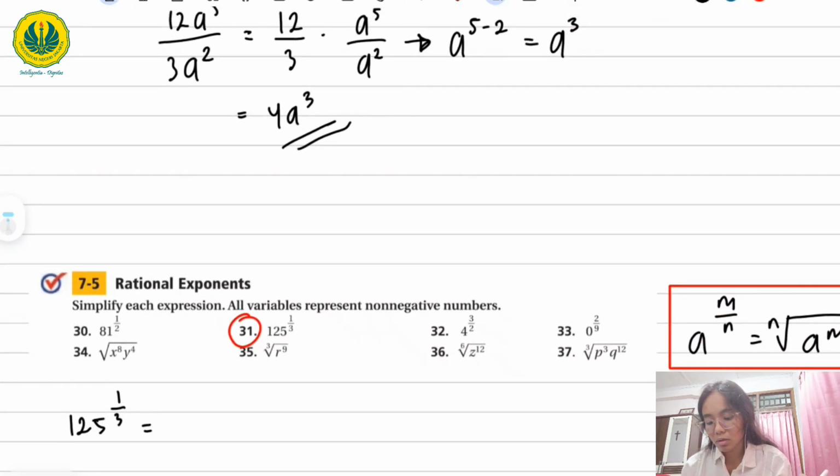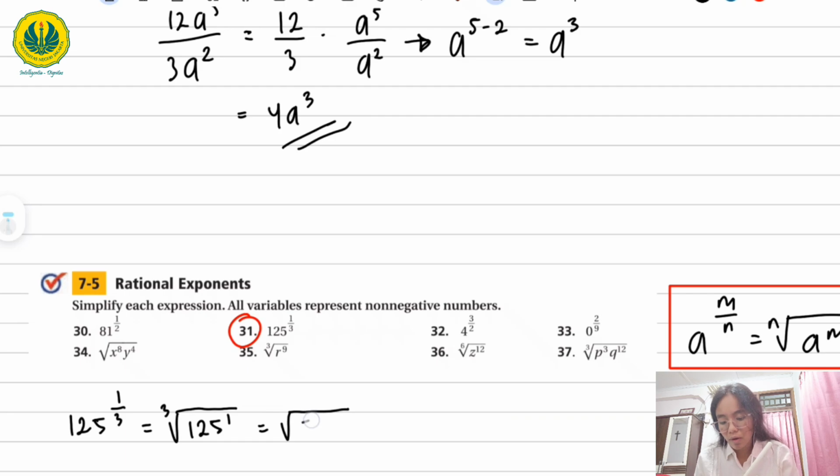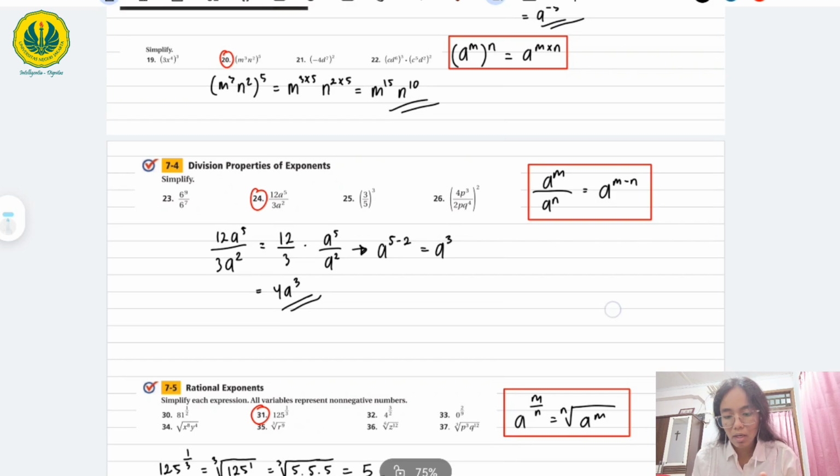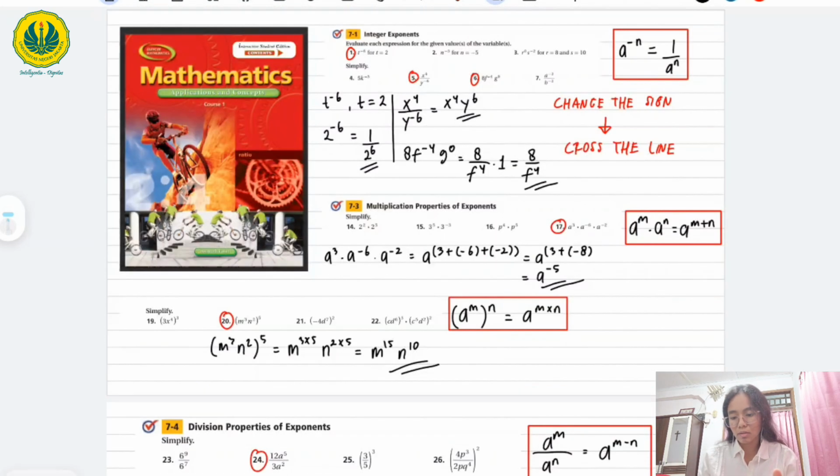We have here 125 to the power of 1 over 3, so we can write it as the root of 125, with 1 on the inside of the root and 3 on the outside. So what number, when we multiply it 3 times, gives 125? Easy. It's 5, right? 5, 5, 5. Because it's a cube root, we just get the result. It's 5. Simple as that. And that's all about exponents for this quiz section in this book.